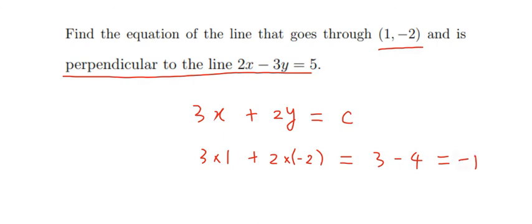Okay, so we know the equation of this line, so we say the answer: the equation for this line is 3x plus 2y equals negative 1.